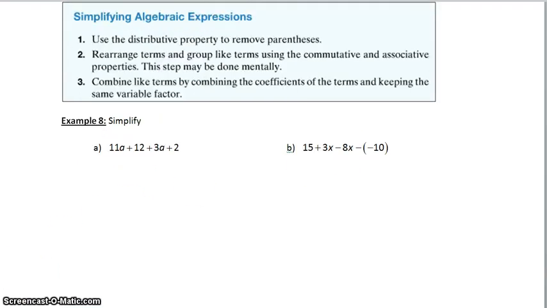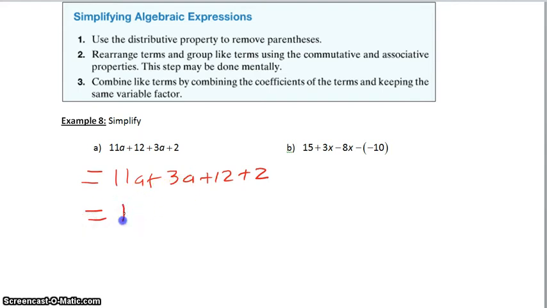Now we're on example 8. We want to simplify. We have 11a plus 12 plus 3a plus 2. So what we want to do here, we want to combine the like terms. Typically we try and have the variable term come first. So we could take 11a plus 3a plus 12 plus 2.